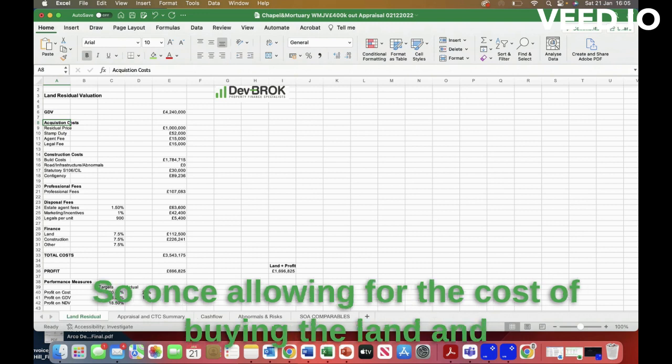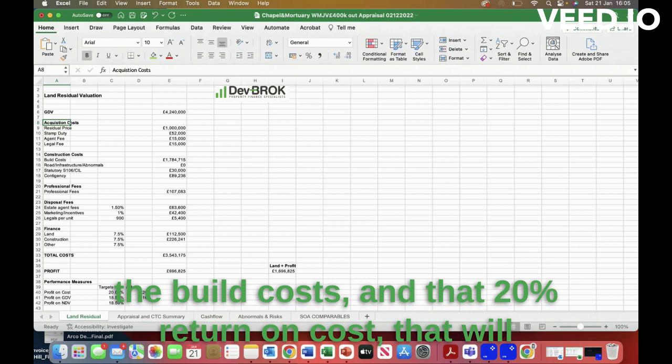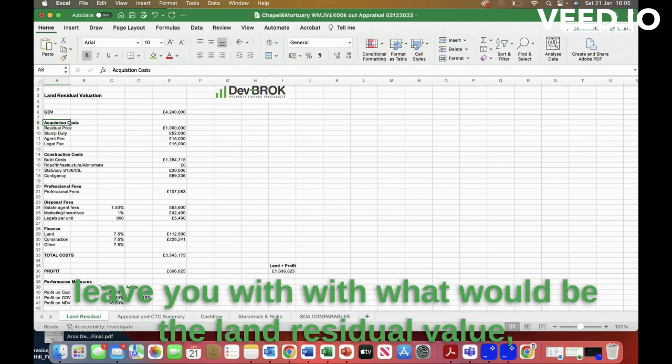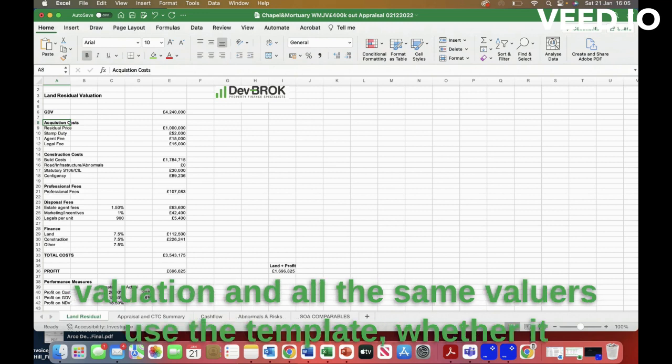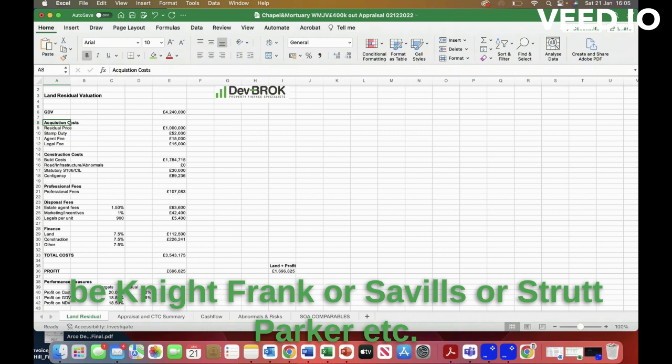And you need to have a return on cost percentage of 20%. So once allowing for the cost of buying the land, and the build costs, and that 20% return on cost, that will leave you with what would be the land residual value, which is what would be shown in a RICS Red Book valuation, and all of them use the same template, whether it be Knight Frank or Savills or Stratton Parker.